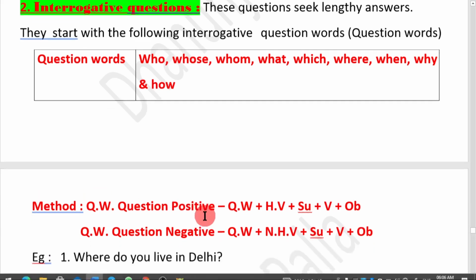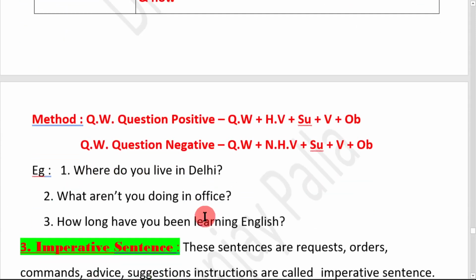Okay, here you have to remember it very carefully, friends. Where is the question word, do is the helping verb, you is the subject, live is the verb, in Delhi is the object. Where do you live in Delhi? Okay, we have formed this formula. Again afterwards, what aren't you doing in office? Okay, it is the interrogative sentence because the sentence begins with the question word and ends with the question mark. Very easily we can identify it is the interrogative sentence.